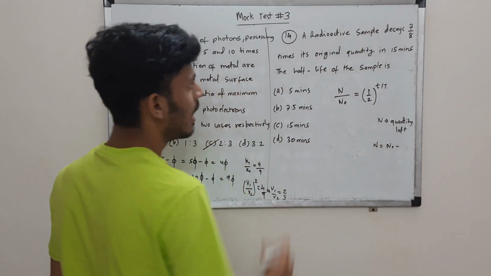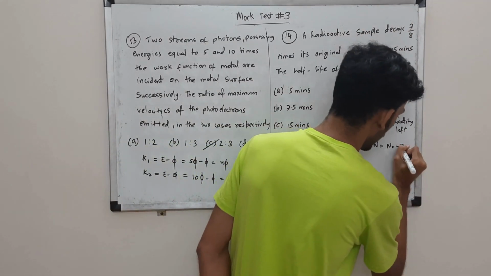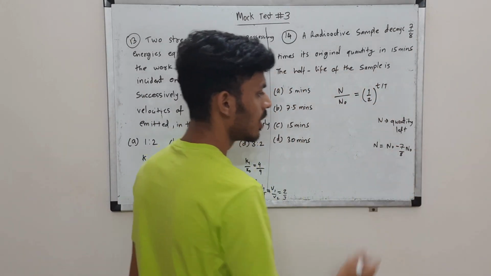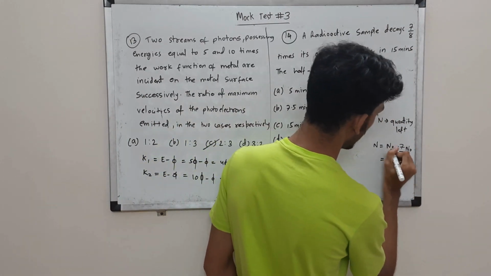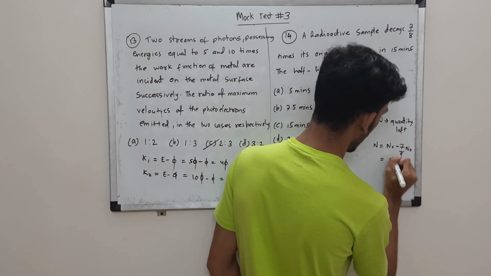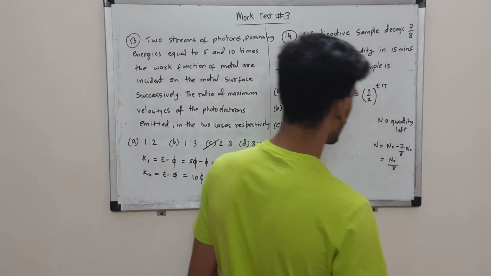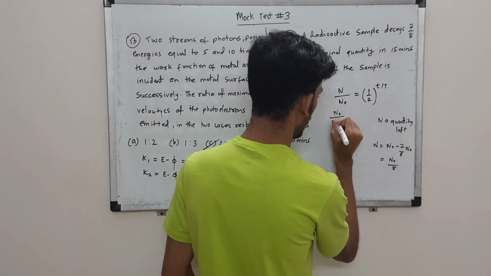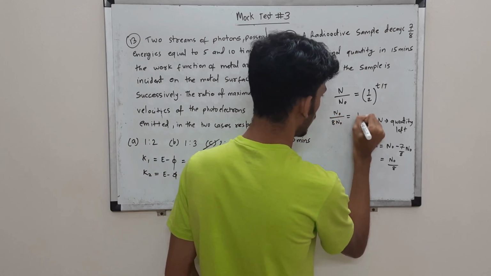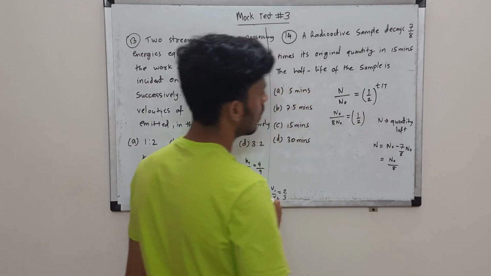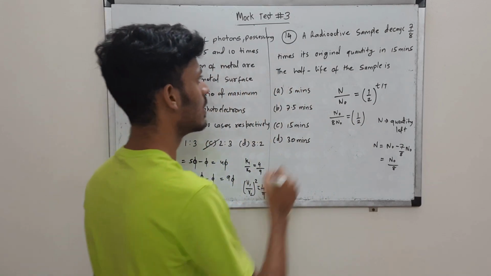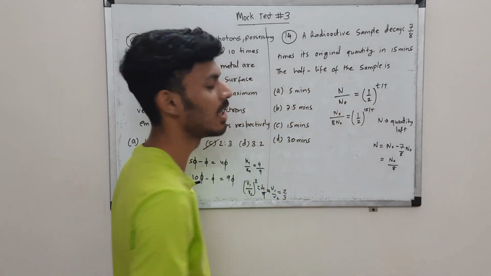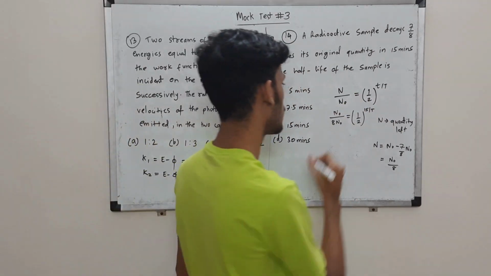This amount has decayed. It's told in the question that 7 by 8 of the original amount, which is n naught, has decayed, so 1 minus 7 by 8 is n naught by 8. So this quantity is remaining. Let's substitute it here, n0 by 8, and here we will have n0, so half raised to, where the time small t is given as 15 minutes, and capital T stands for half-life, which you are supposed to find.